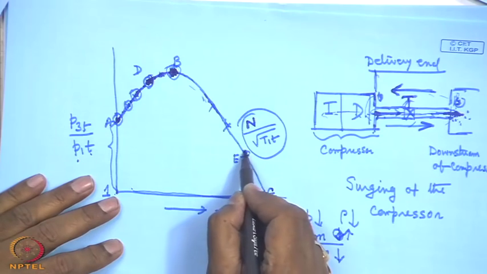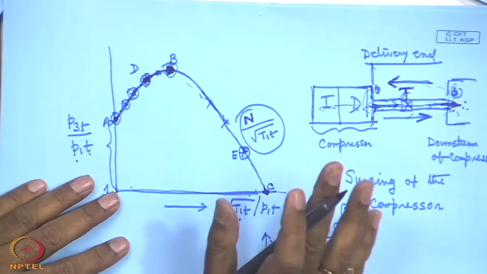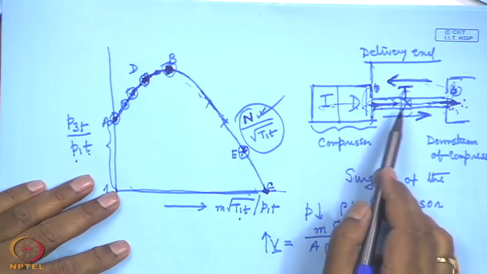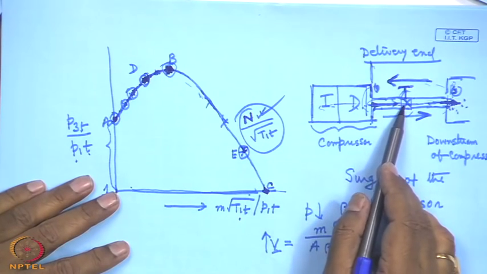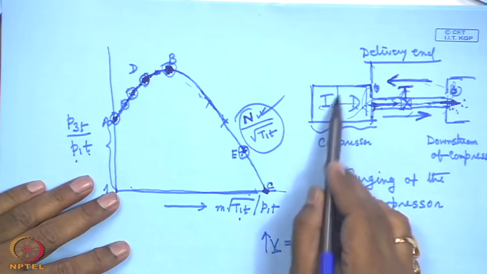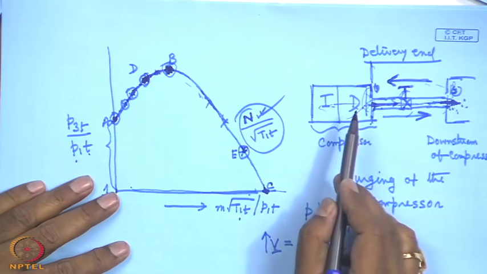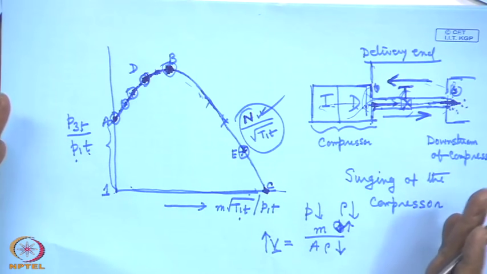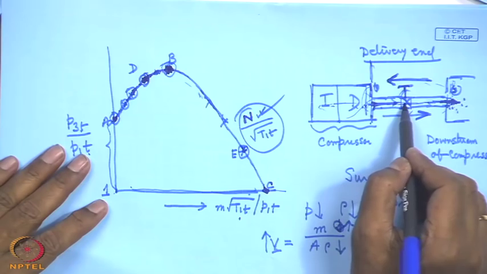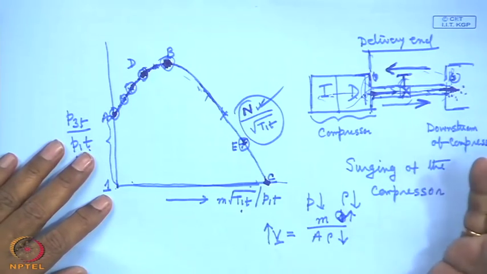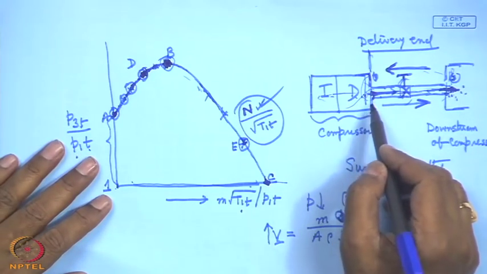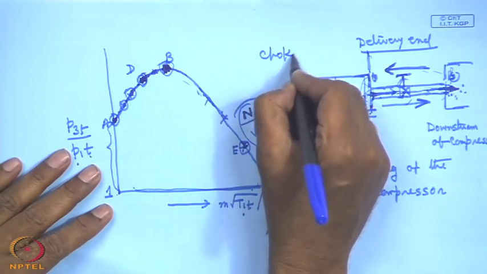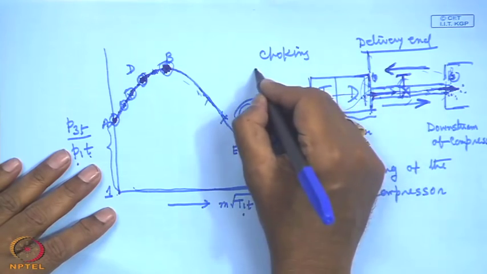And it may so happen, depending upon the value of n, that a point may come when the sonic velocity may be attained at some part of the compressor. So when the sonic velocity is attained, we cannot increase the flow anymore by any change in the downstream. This will be explained again in detail in your compressible flow class, and that is known as choking. So the maximum flow condition, choking of flow.